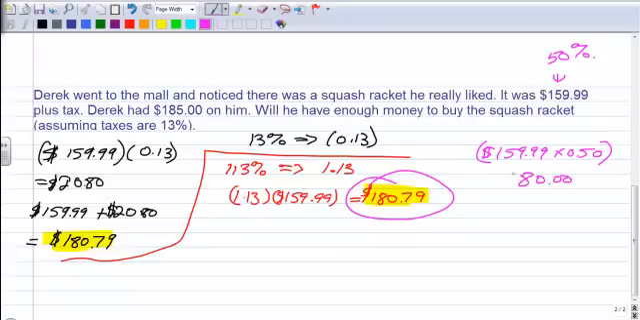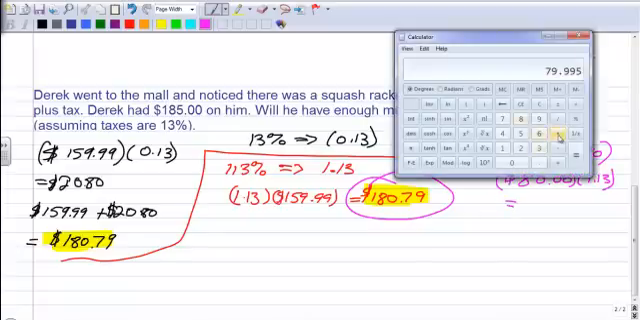Now I would take that 80 and multiply by 1.13. And that would give me my grand total. So multiplying that by 1.13, we're left with 90.39.